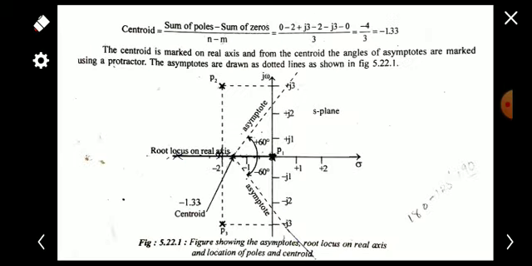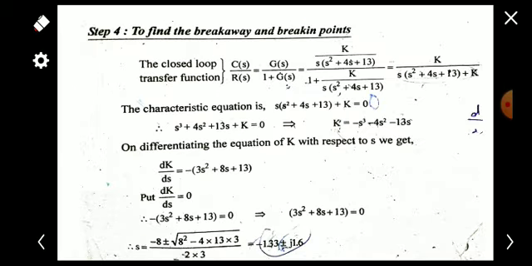For proving that, first we have to find the characteristic equation of the transfer function. We know that G(s) is given as K by s into s square plus 4s plus 13. So the closed loop transfer function C(s) by R(s) will be K by s into s square plus 4s plus 13 plus K. The characteristic equation is the denominator part, that is s into s square plus 4s plus 13 plus K equal to 0. Rearranging to get the value of K, K is equal to minus s cube minus 4s square minus 13s.